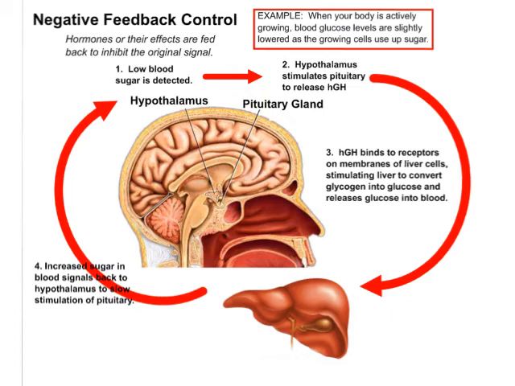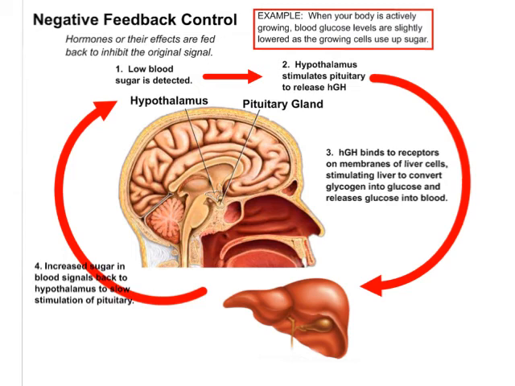So the very first step, the hypothalamus detects low blood sugar. It then stimulates the pituitary to release human growth hormone. HGH stands for human growth hormone. When the pituitary gland releases that, the human growth hormone then binds to the receptors on membranes of liver cells. Here's a picture of the liver. It stimulates the liver to convert glycogen into glucose and release glucose into blood. So that human growth hormone stimulates the production of glucose via the liver.